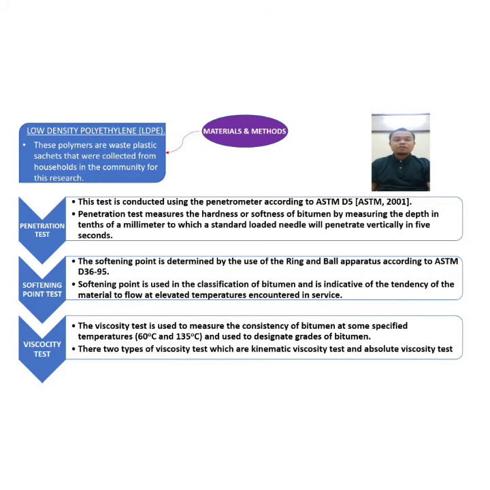The kinematic viscosity test is used to measure the ability of the modified bitumen to resist flow at a high temperature, while the absolute viscosity test is used to measure the ability of the modified bitumen to resist flow at a lower temperature of 60 degrees Celsius. Finally, all the results gained from the tests will be referred to the standard specification for viscosity graded asphalt cement for use in pavement construction. That's all from me. Thank you.